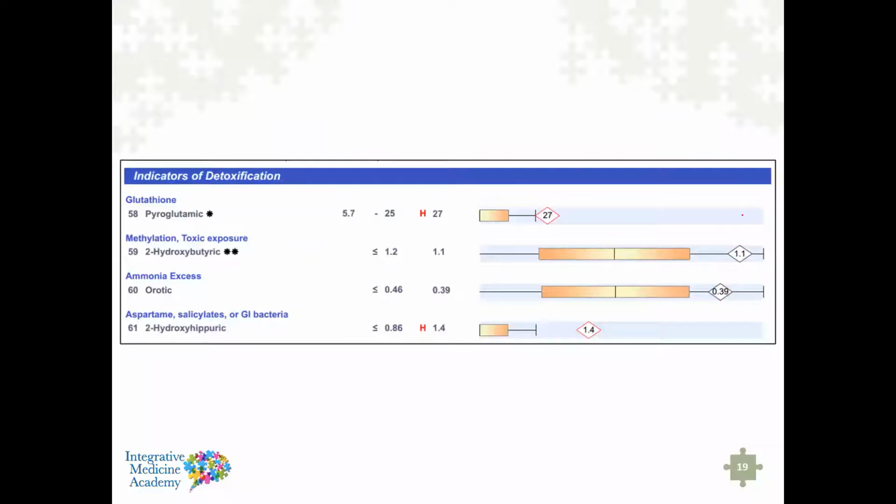And then we've got markers that look at oxidative stress. Under the indicators of detoxification section, we've got this marker called pyroglutamic. It has an asterisk next to it, and what that means is that this marker is indirect, meaning that when the pyroglutamic is elevated, there's a deficiency of glutathione. Glutathione is that important cellular antioxidant, also important in our liver for detoxification. Well, this person has a number of reasons why their glutathione might be deficient, particularly all of the mold, all of the mycotoxins, all of the fungal organisms could be enough to just deplete glutathione.